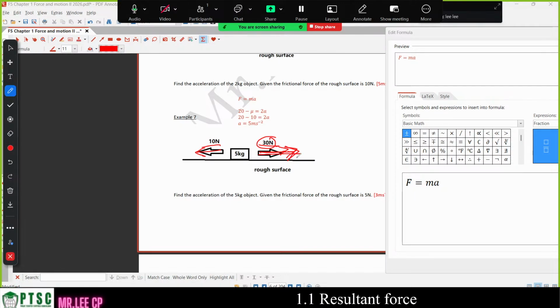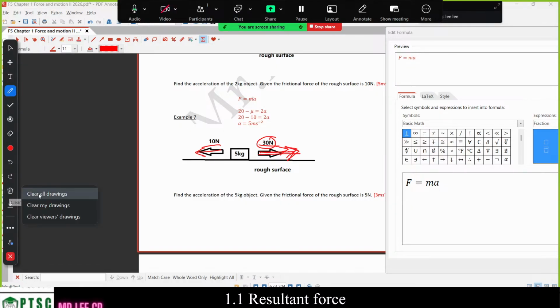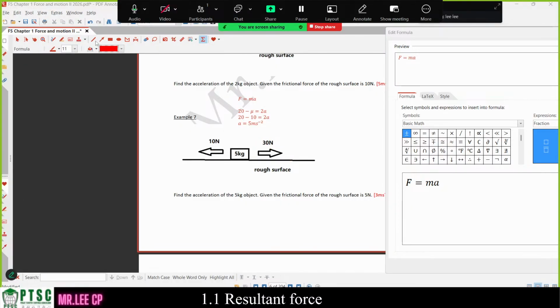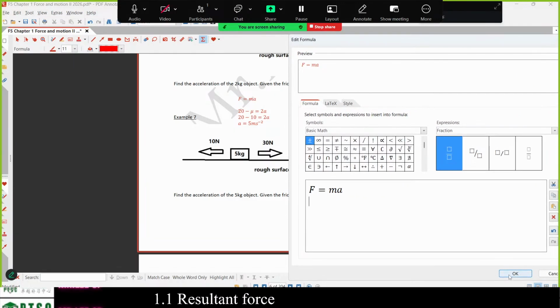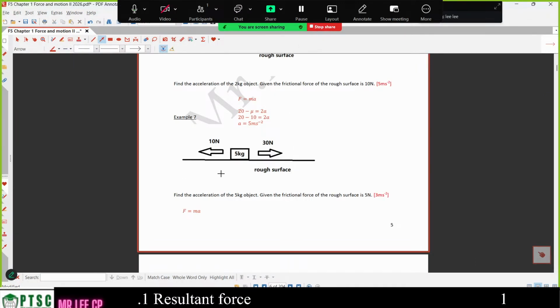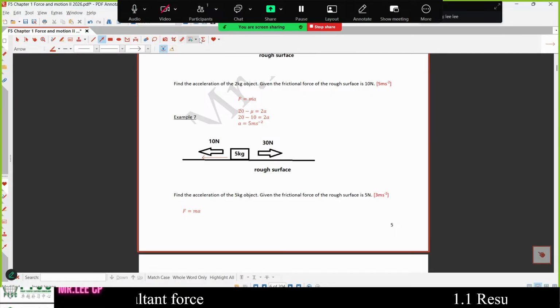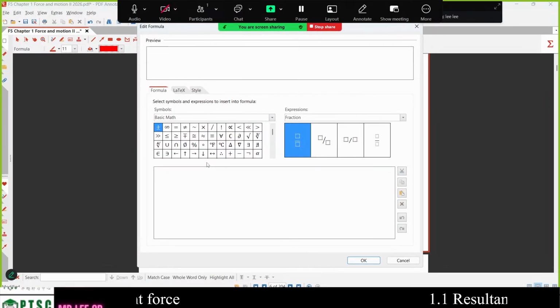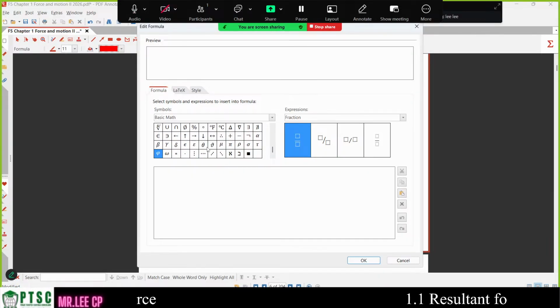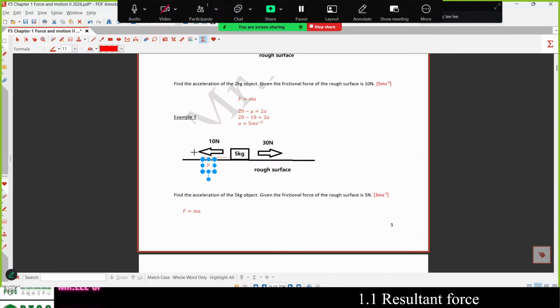So the frictional force will be against the resultant force. Where is the resultant force in this case? The resultant force will be here, in this direction. How much? I know how much. It is 5. Here, 5.